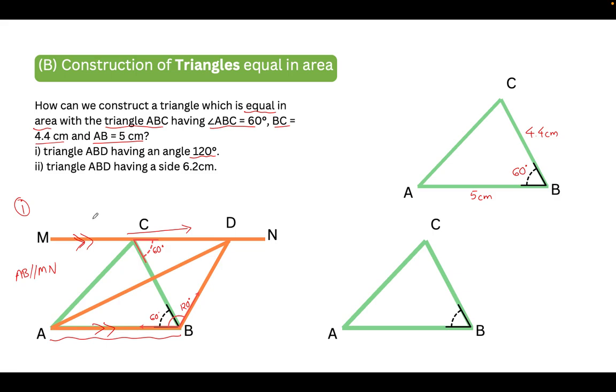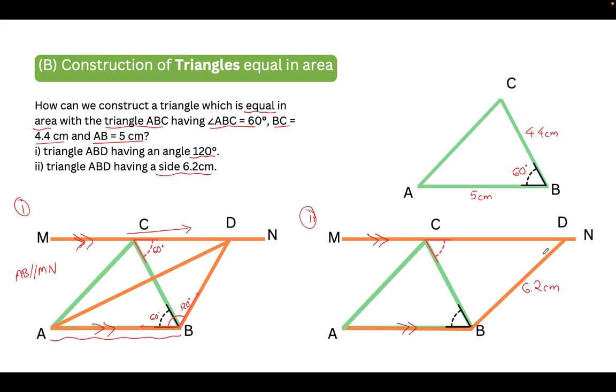Now moving on to situation 2, we have triangle ABC. Fine. Now we will first construct a parallel line MN so that AB is parallel to MN. For that we will need to construct an angle here, this angle, and extend this line. So AB is parallel to MN. Fine. Now we have a side 6.2 centimeters. So we will need to make an arc from B up to this line MN such that BD becomes 6.2 centimeters. So first we will construct base AB, then BD is 6.2 centimeters.